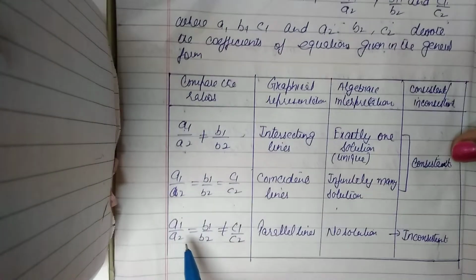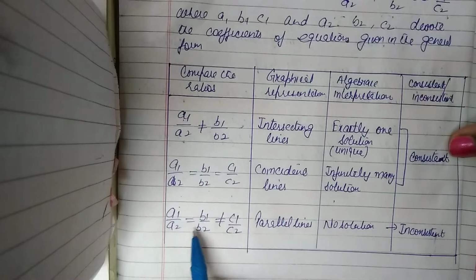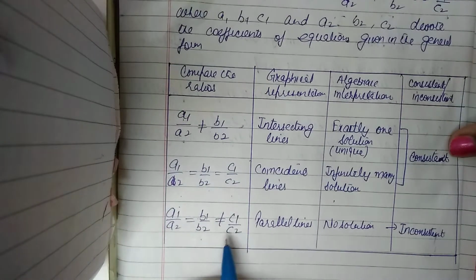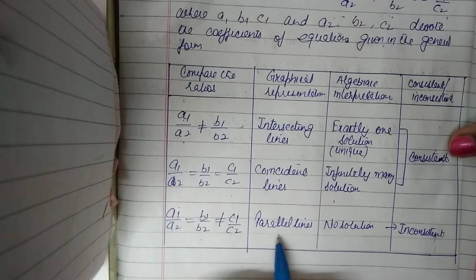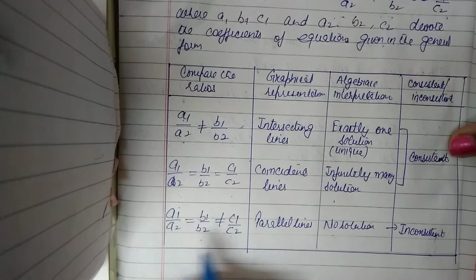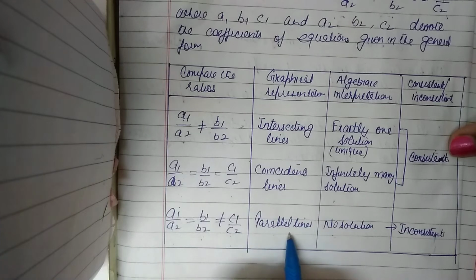Third case: if the ratios of the coefficient of x and coefficient of y are the same and the ratio of the constant term is different from both these ratios, then there is no solution, which means when we draw the graph of this type of equations, both lines will be parallel to each other.